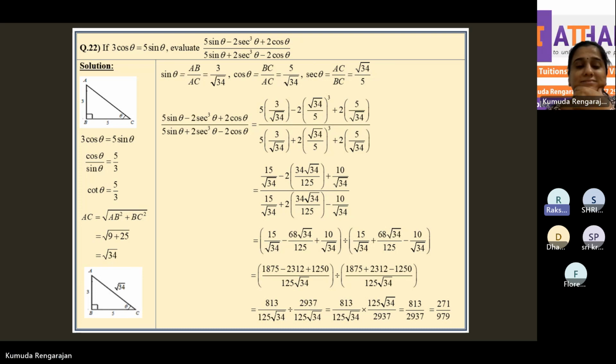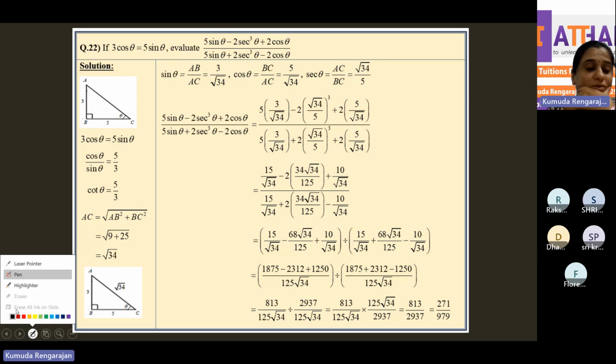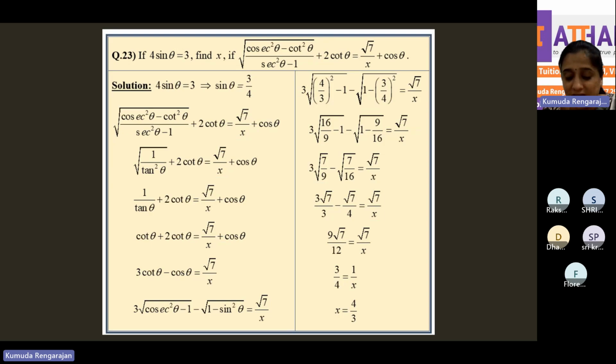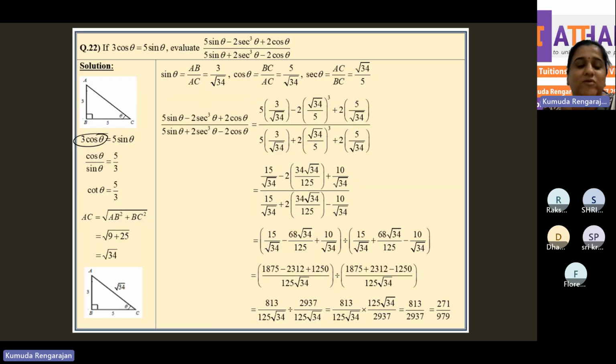Ma'am, in the first itself, can't we substitute 3 cos theta instead of 5 sin theta in the expression? Oh, yeah, you can do that also. Very good. Actually, there are multiple ways of doing it. Even I looked at the slide to see how I have worked it. If you didn't say that, I would have told you that after I finish this. That's another way of doing.